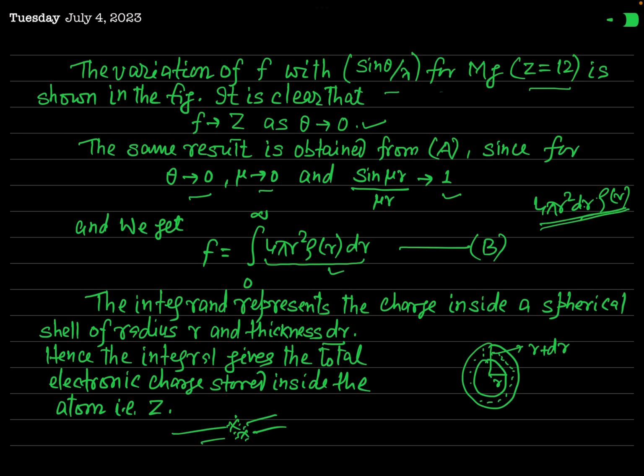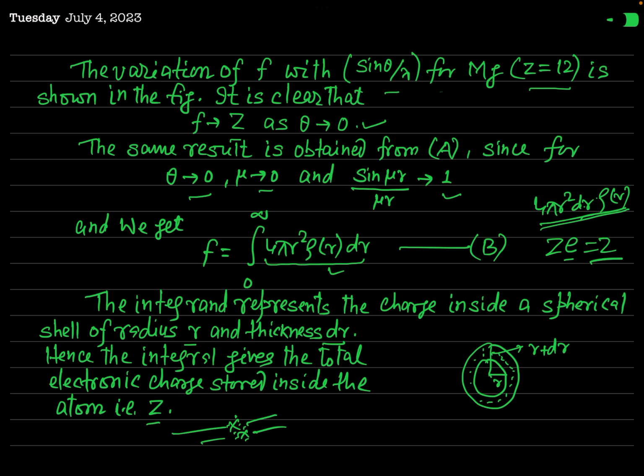And what is that total charge? The total charge will be equal to Z into E, where E is the charge of an electron. If you consider that the charge of the electron is unity, then that will be simply equal to Z. So Z represents the total charge, when we consider that the electronic charge is 1. Okay? I have mentioned it here. The integrand represents the charge inside the spherical shell of radius r and thickness dr, and hence the integral gives the total electronic charge stored inside the atom, that is Z.